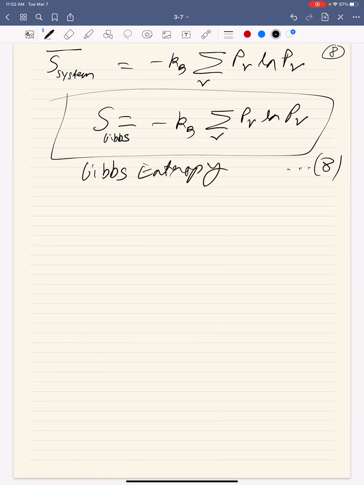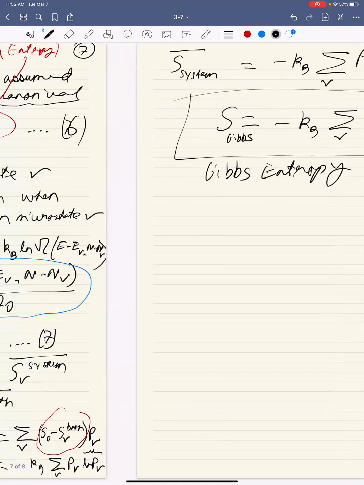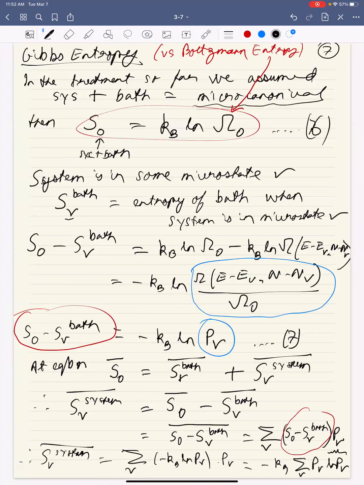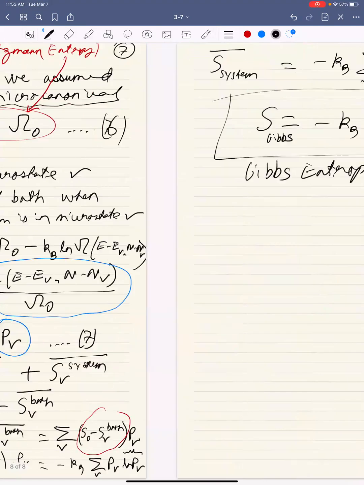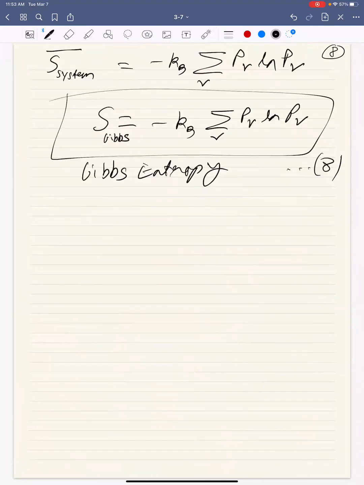Here what we did, omega of E minus E nu, N minus N nu, we could have just done omega of E minus E nu, right? And then it would be a canonical ensemble. We did it for grand canonical. Omer wanted to work on the NPT ensemble. We could do the same thing over here. So this formula for entropy, this Gibbs entropy, it's not the real entropy as of now. We call it the Gibbs entropy, and it can be written down for any ensemble.